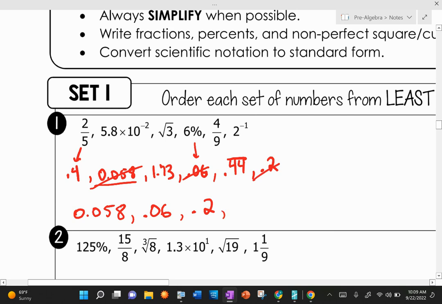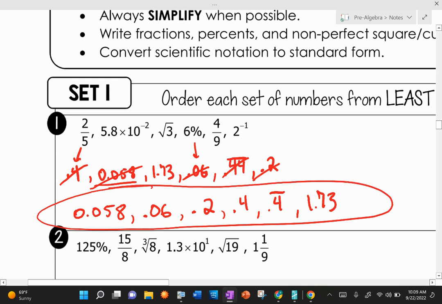The reason that I wanted to specify the 0.4 repeating is because we have a 0.4 already. We can't say that 2/5 and 4/9 are the exact same thing. So what number is going to come next? 0.4. Then 0.4 repeating. And then the last number is 1.73. That is your final answer. Please make sure that if you would like to get credit for it, you box it in or circle it so I can see it. Now you only have number 3, 5, 7, 9, and then the write your own.